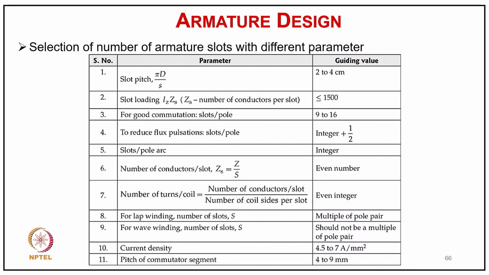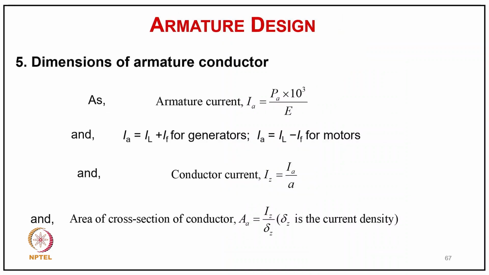For lap winding, the number of slots S should be a multiple of pole pair, and for wave winding, the number of slots should not be a multiple of pole pair. Current density should be around 4.5 to 7 ampere per millimeter square, and the pitch of the commutator segment should be between 4 to 9 mm.